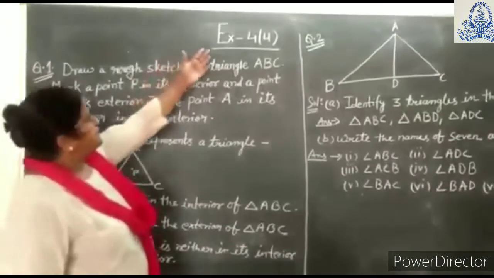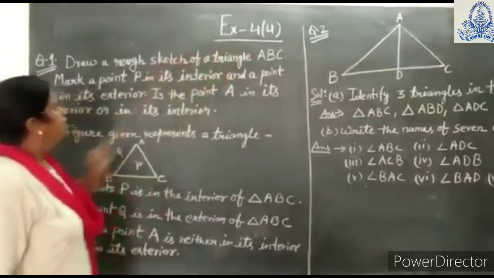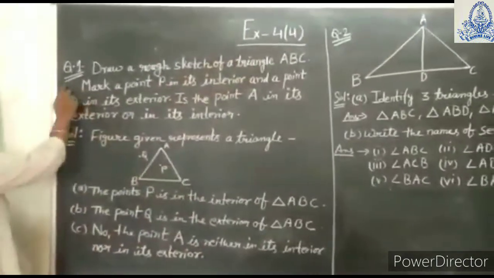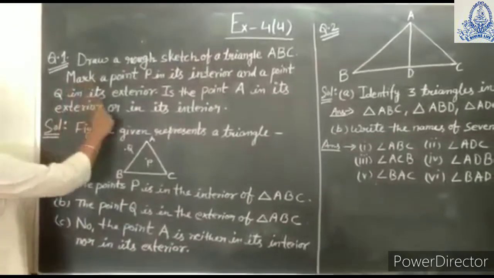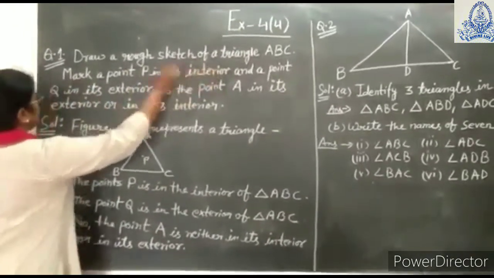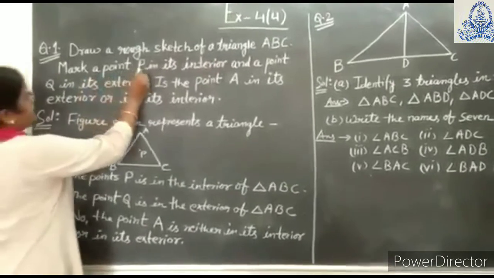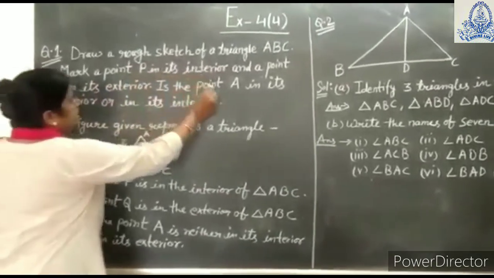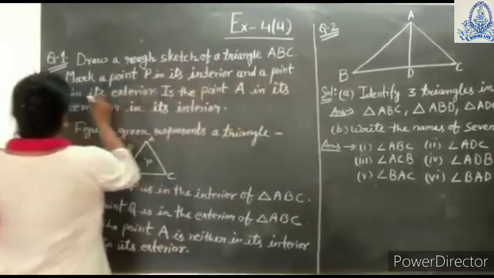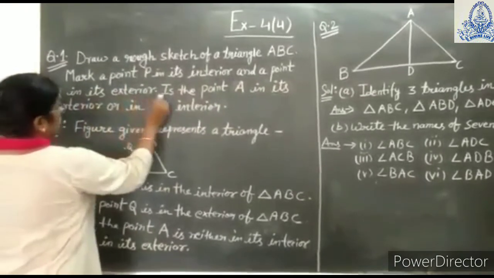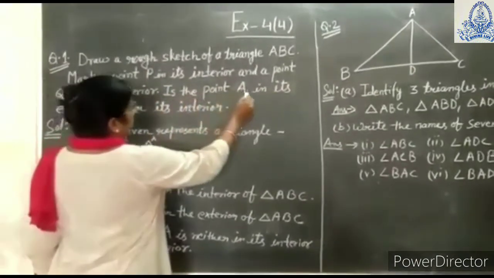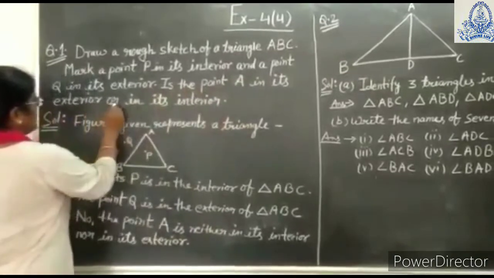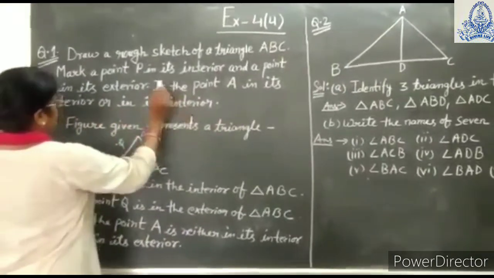We are going to start exercise 4.4. Let's start with question number 1. Draw a rough sketch of a triangle ABC. Mark a point P in its interior and a point Q in its exterior. Is the point A in its exterior or in its interior?